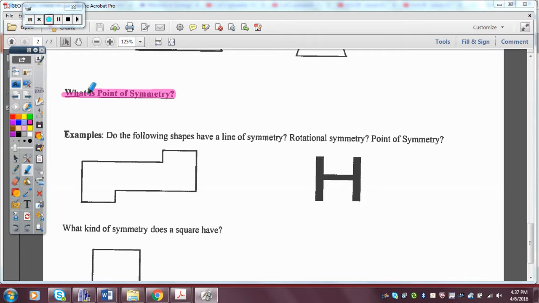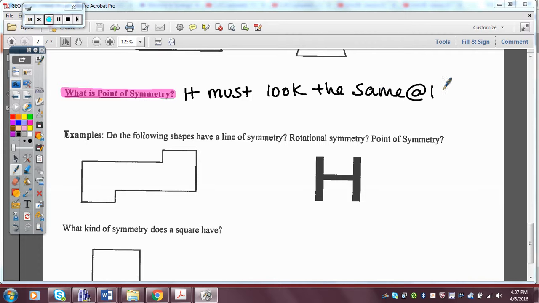Point of symmetry is almost the same notion as rotational symmetry, except it must look the same at 180 degrees, which just means it looks the exact same when it's upside down. Remember on the equilateral triangle, I didn't have to spin it all the way upside down for it to look the same, because it wouldn't. I had to spin it just a little bit. I had to actually spin it 120 degrees in order to produce the same shape. Point of symmetry can only look the same upside down.